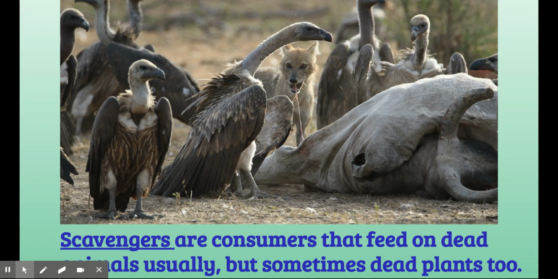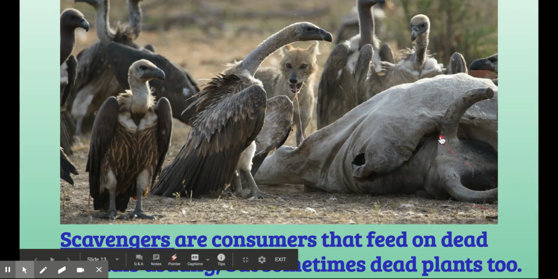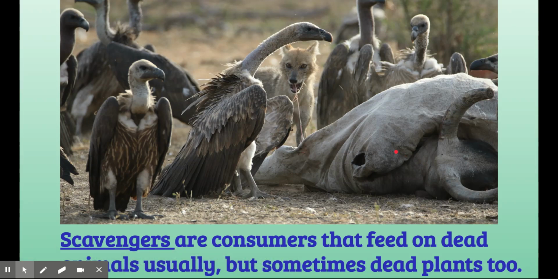All right, and the next group are the scavengers. Now, the scavengers will eat mostly dead animals, but they will also eat dead plants sometimes. But the thing is they don't capture and kill their food. So this looks like maybe a water buffalo that has been killed, probably by a lion or some other big predator. And so once those predators move away, then the vultures, and this is a jackal, will move in and feed on the dead animal that's left behind. Okay, so those are called scavengers.